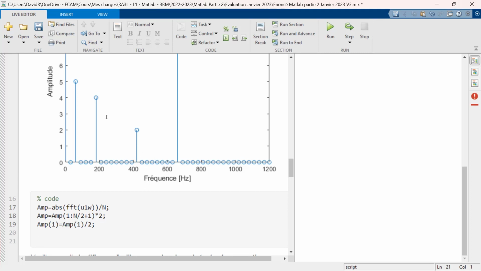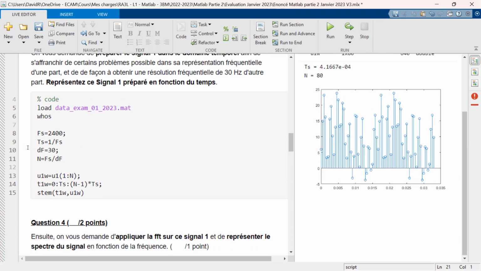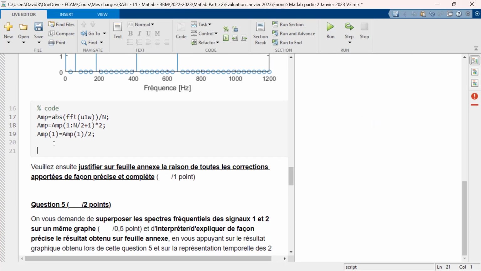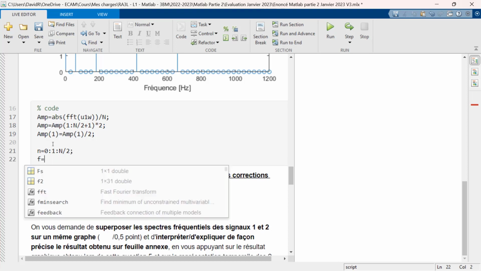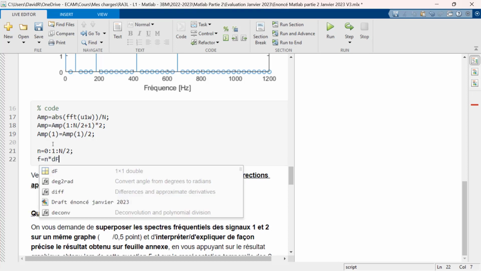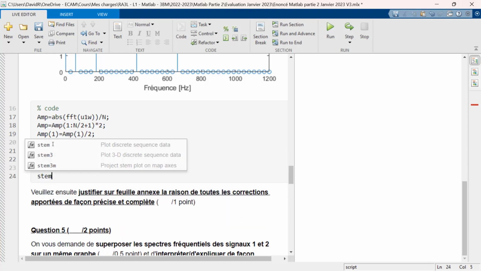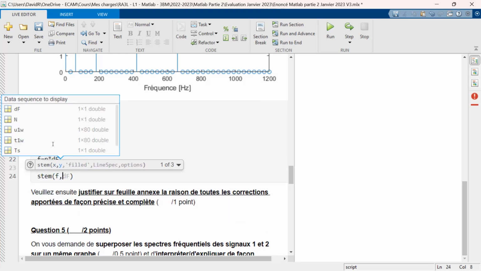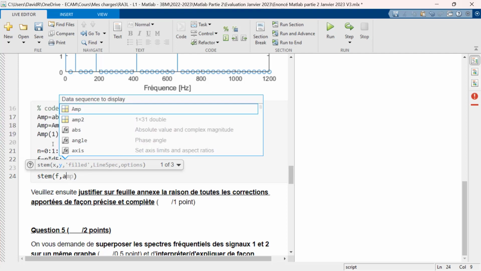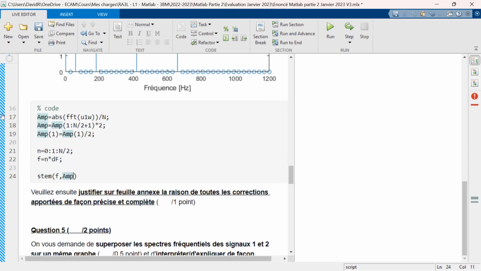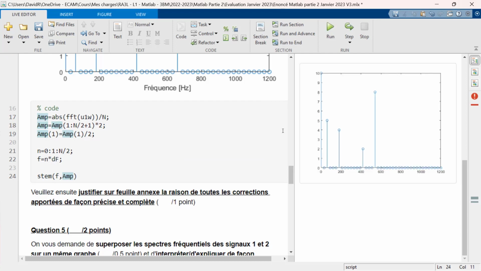Quand ça c'est fait, il nous reste maintenant à créer notre vecteur des abscisses. Notre résolution fréquentielle, elle est déjà connue, elle nous était imposée ici, elle valait 30 Hz. Et donc, on va créer un vecteur avec les indices. On va partir de 0, aller par pas de 1 jusqu'à n demi cette fois-ci. Et on va pouvoir dire que notre vecteur des fréquences est égal à notre vecteur des indices multiplié par la résolution fréquentielle, et venir représenter à l'aide de l'instruction stem notre spectre en question.